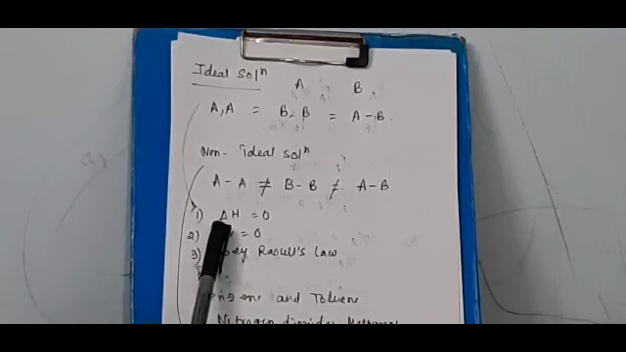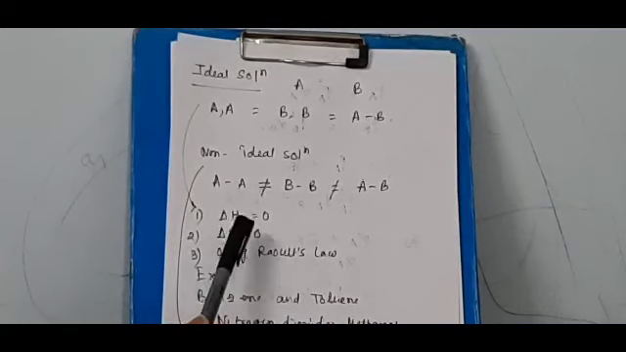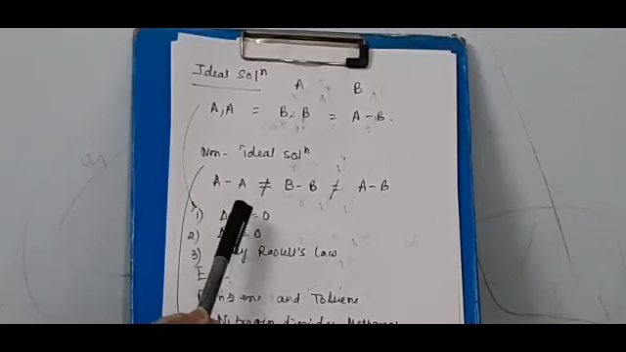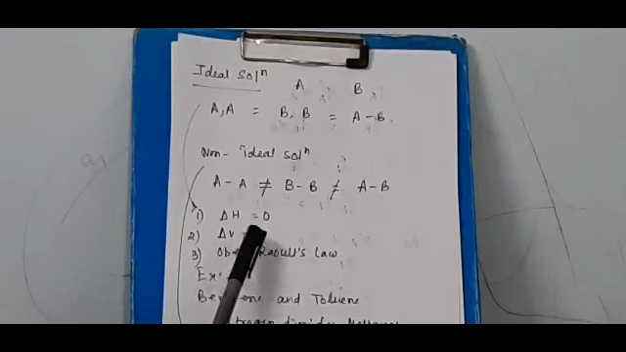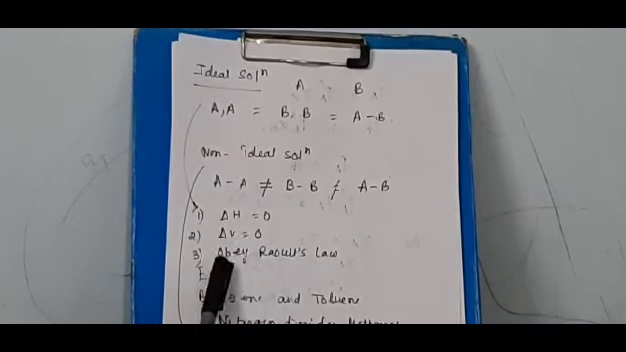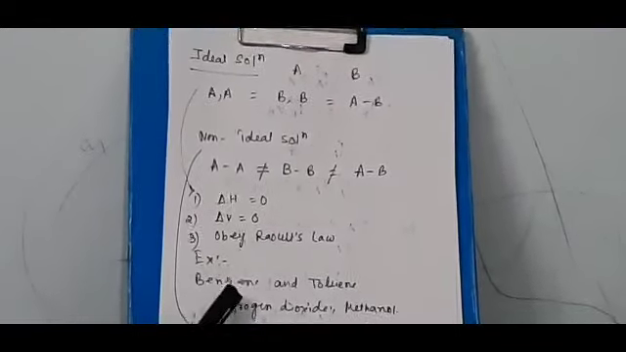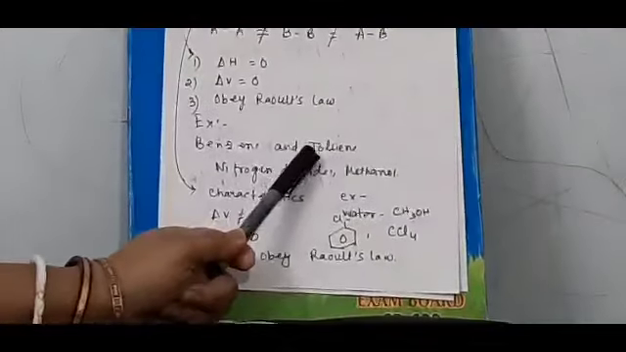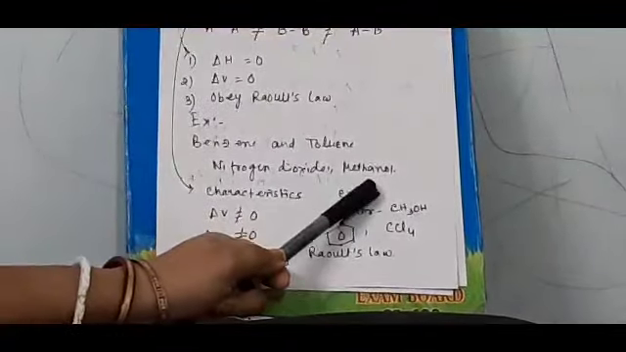What is delta H? In thermodynamics in class 11 I taught what delta H is. Delta H is the heat of formation for the mixing, which is equal to 0. Delta V, the total volume or the volume difference, should be 0, and obviously the solution will obey Raoult's law. These are all ideal solutions. Examples we can take are the mixture of benzene and toluene, and the mixture of nitrogen dioxide and methanol.